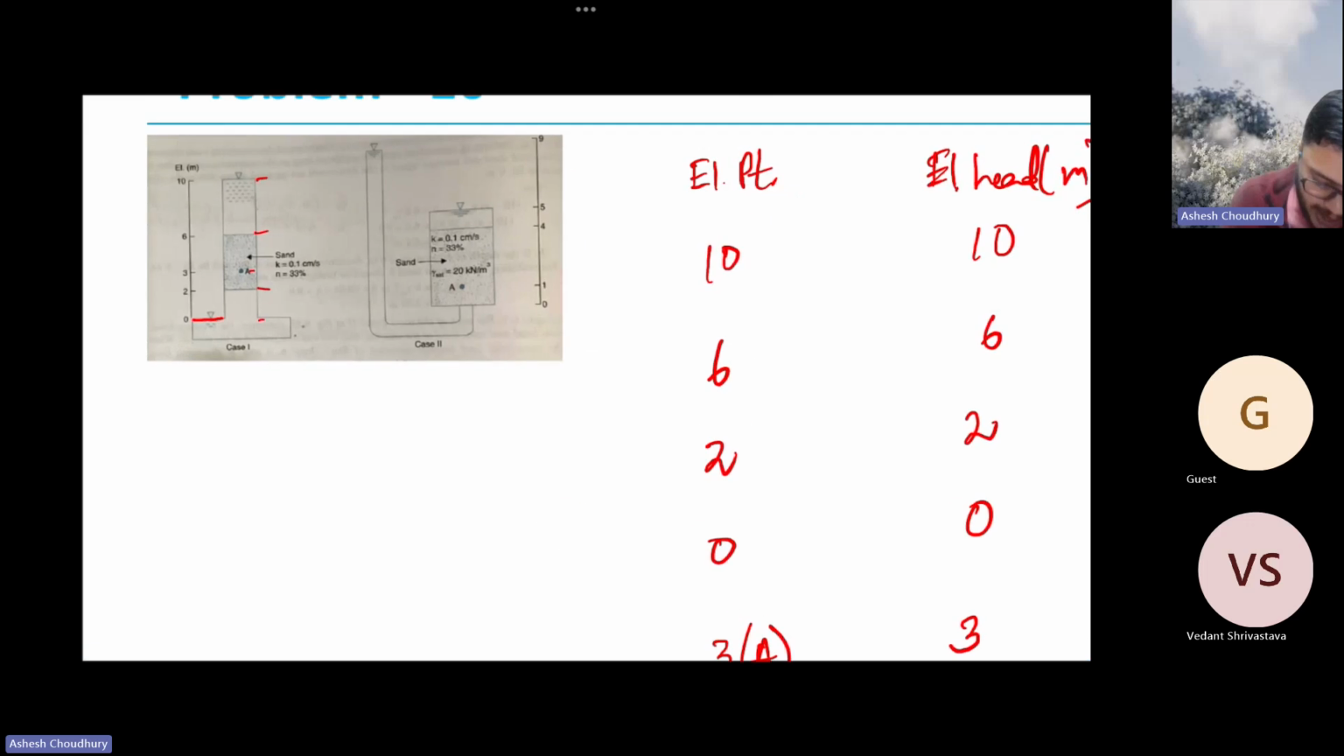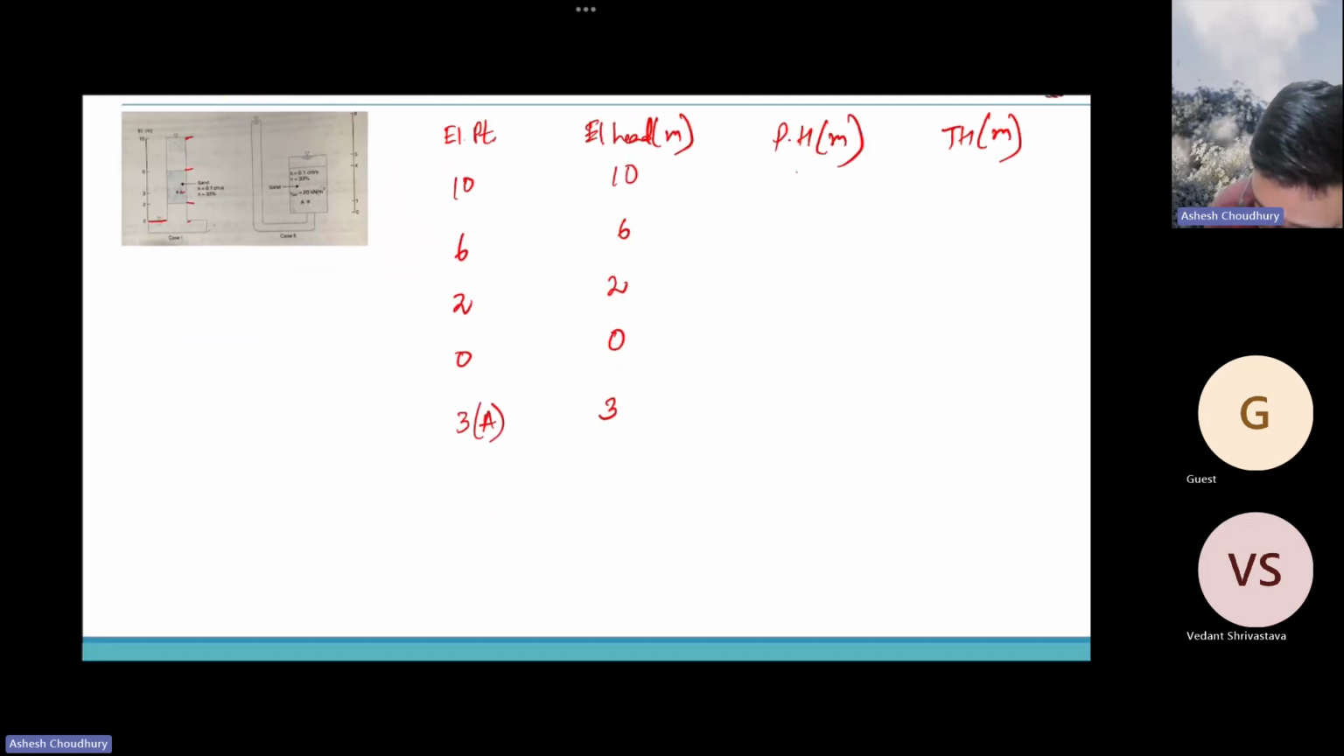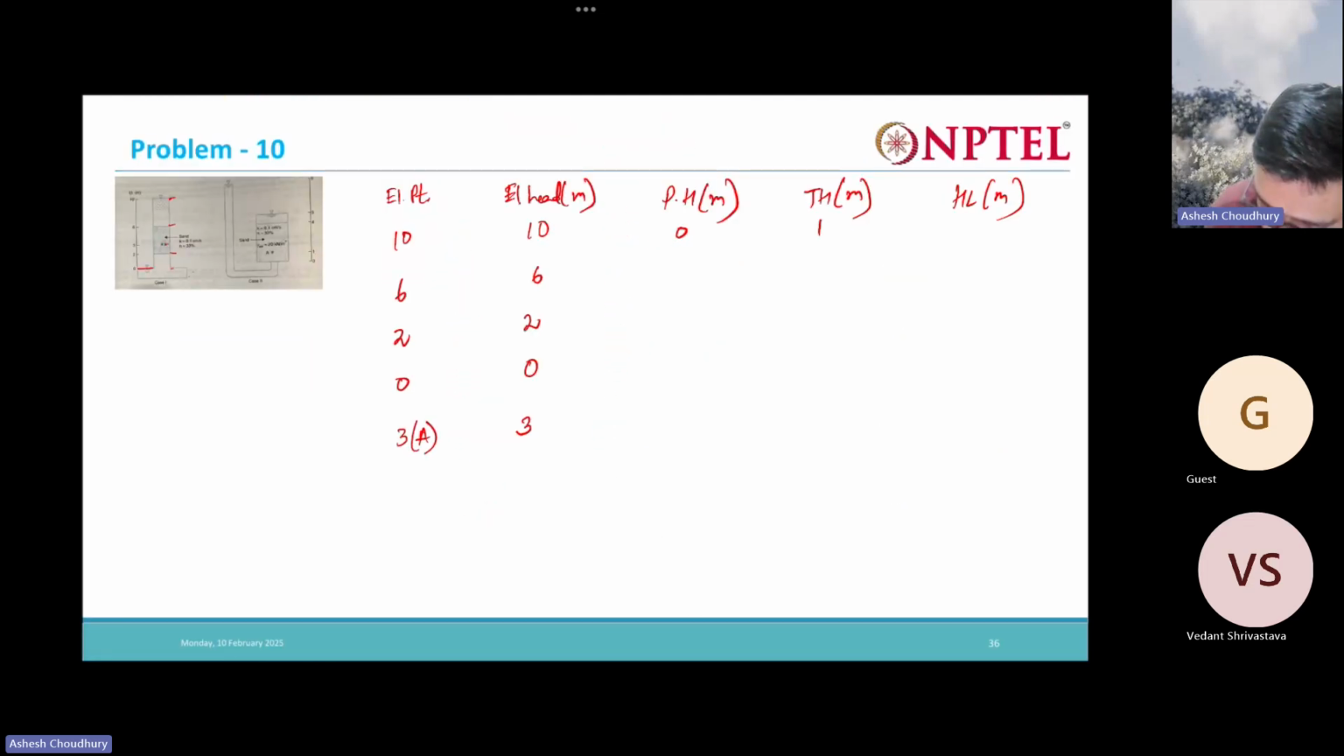Next, at this point, the elevation head is 10, but the pressure head is 0 because nothing is there above it. So pressure head is 0. So total head is how much? 10. So head loss is 0.